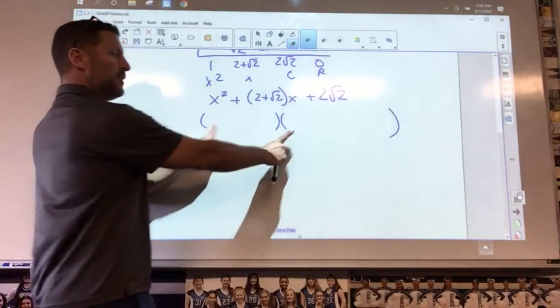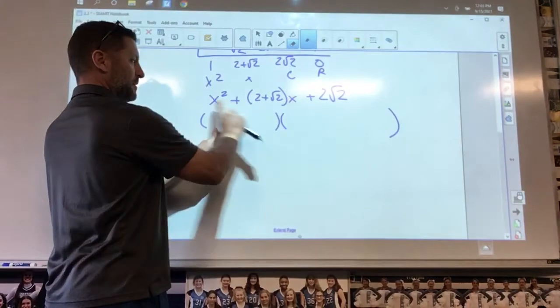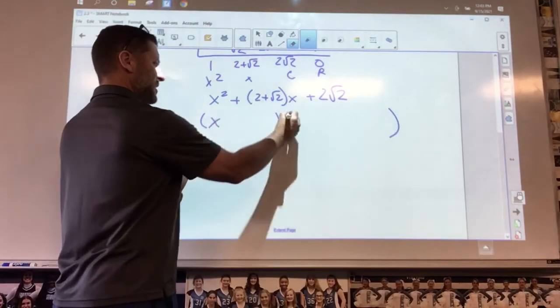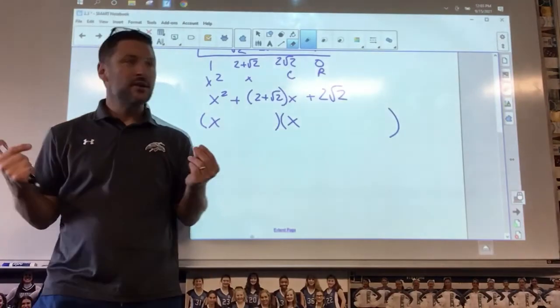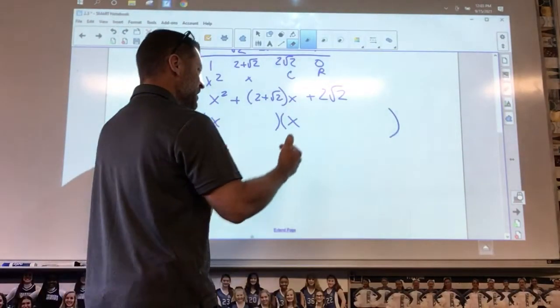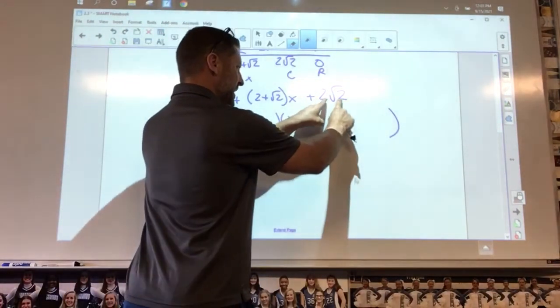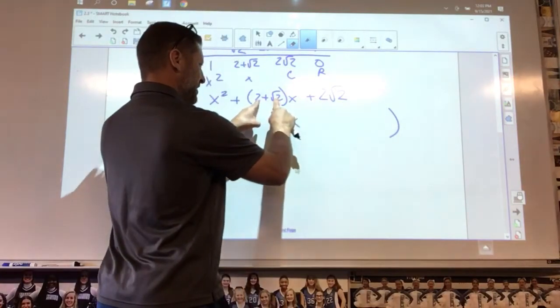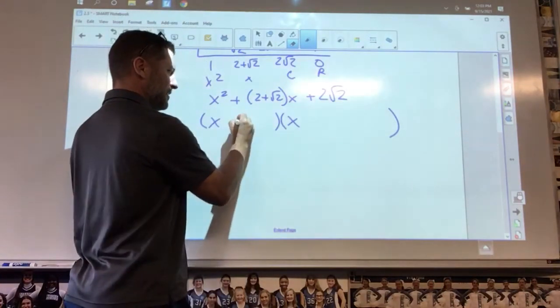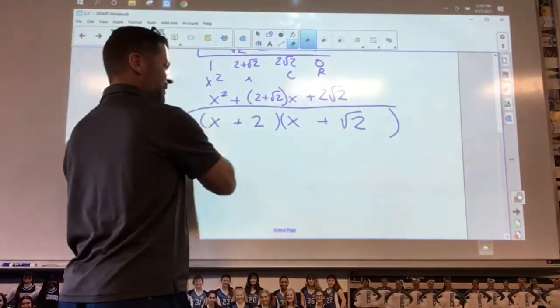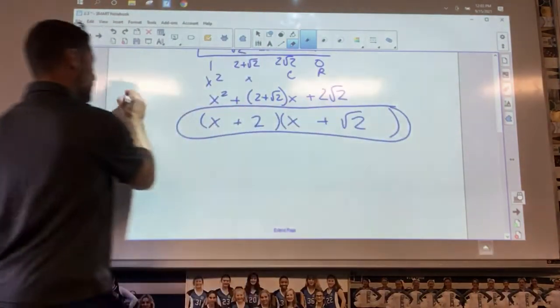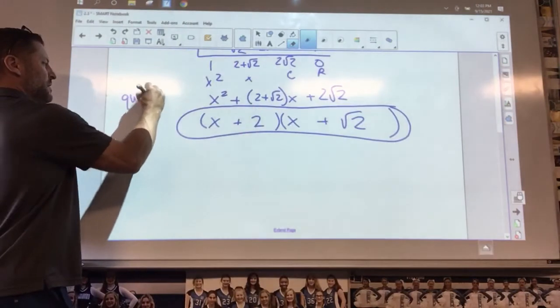Guesses on what the front will be? X and x. Okay, here's the rule whenever you do factoring. What numbers multiply to that and add to that? 2 and root 2. Here's your 2 linear factors. This is a quadratic factor.